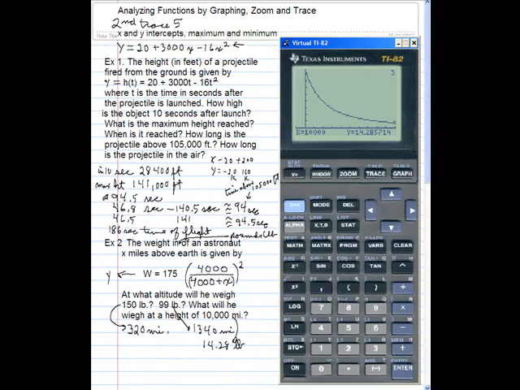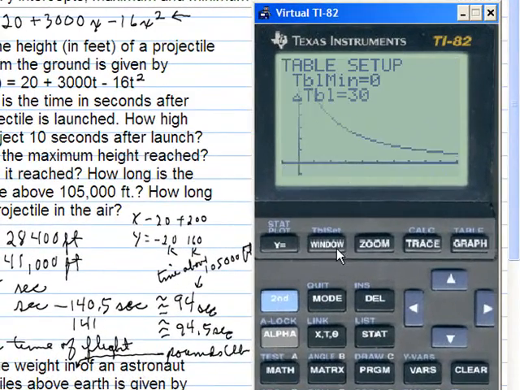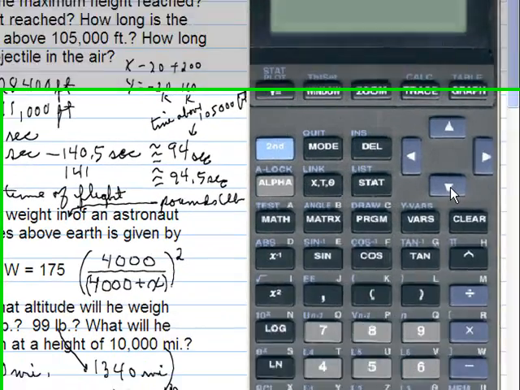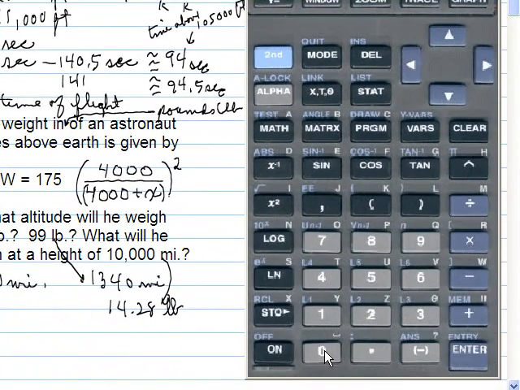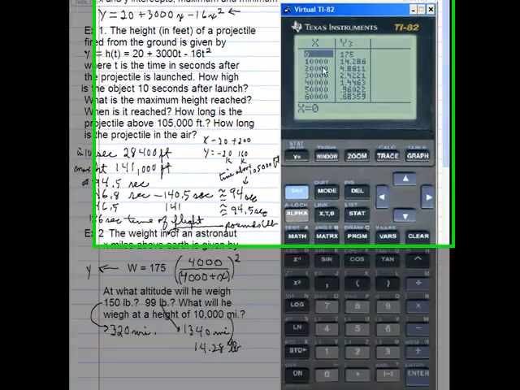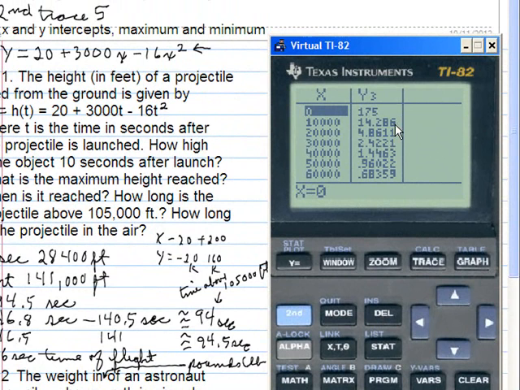Let's see how we could have got there with our table. If I went to do a table setup, I'd go second table setup. And if all I wanted to know was his weight when X was 10,000, I could just start the table at 0 and make the delta table 10,000. And then when I went to look up my table, right here at 10,000 miles, he weighed 14 pounds. So we could have done it that way as well. But since the graph was always there, it wasn't too hard to just trace it out.